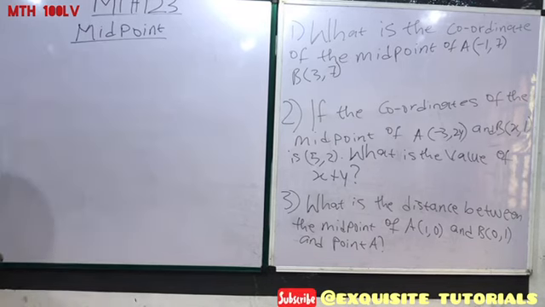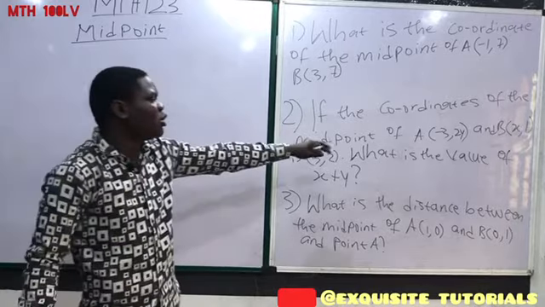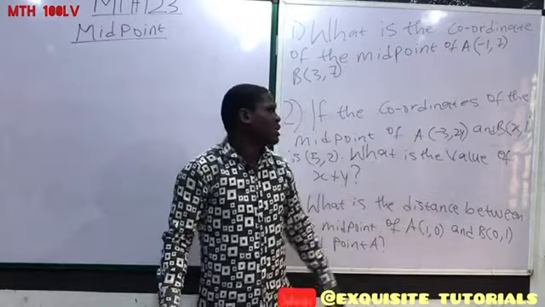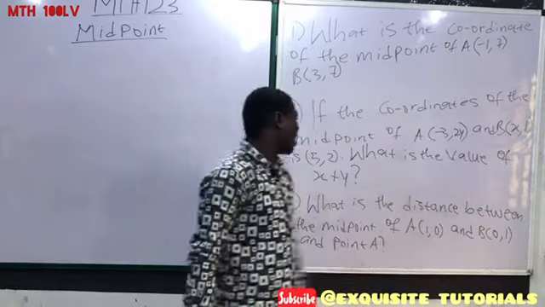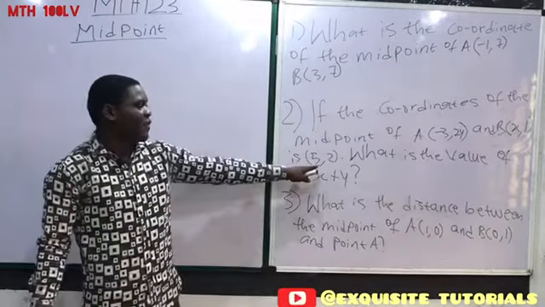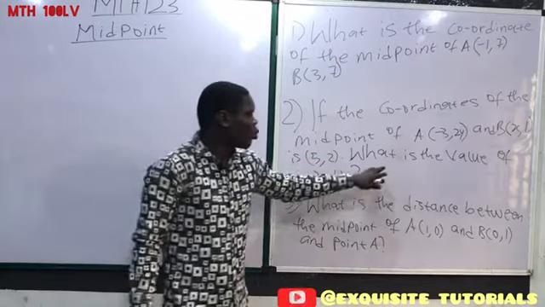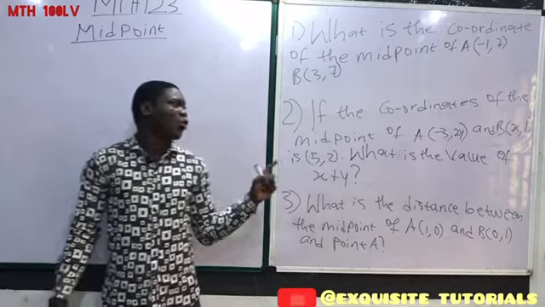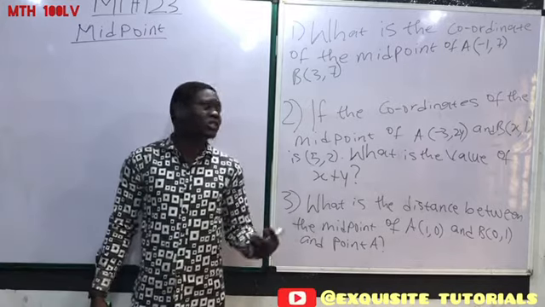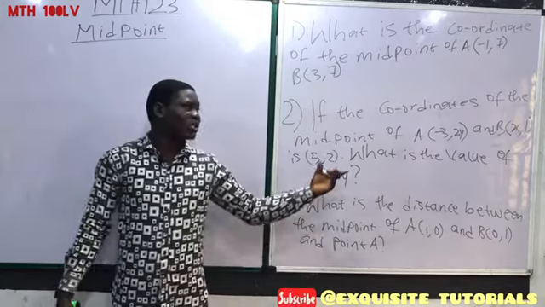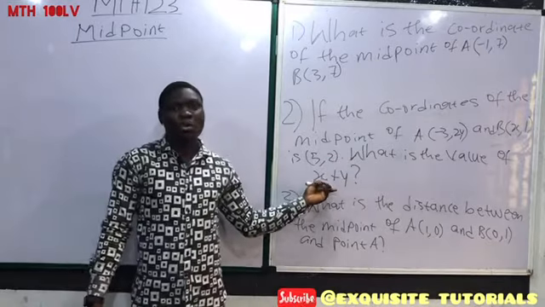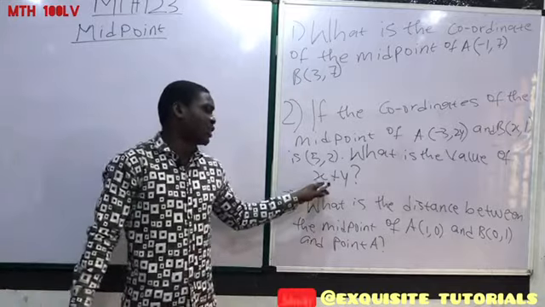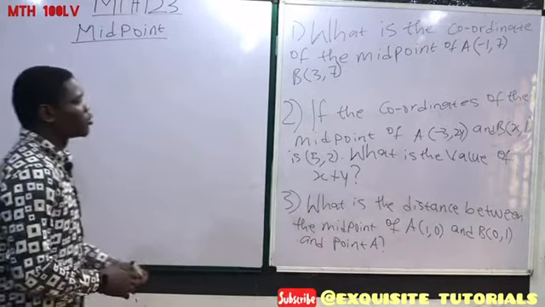Question 2 says that if the coordinates of the midpoint of A, which is (-3, 2y), and B, which is (x, 1), is (5, 2), what is the value of x plus y? Note, they didn't say what is the value of x and y, or what is the value of x, or what is the value of y. What they are asking for is the sum of x and y. But before getting the sum of x and y, we have to know the value of x and the value of y. So quickly, let's do that.